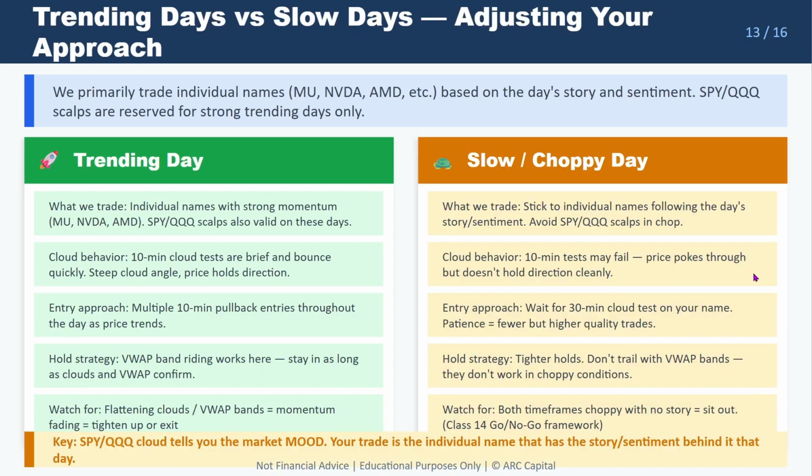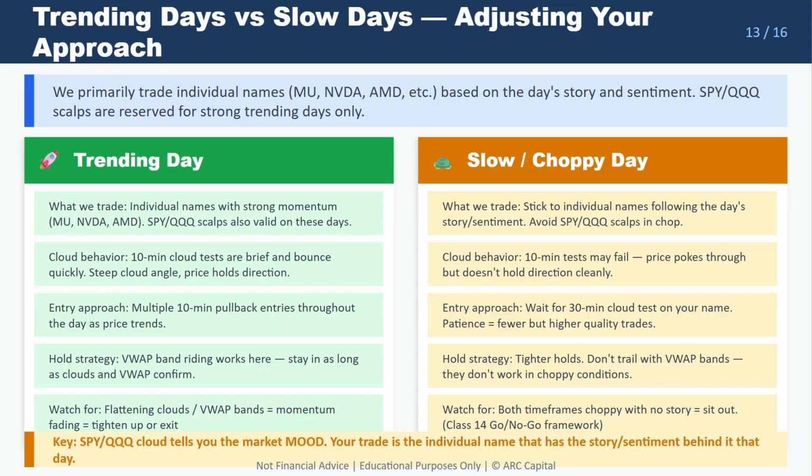You want to go over trendy days versus slow days and adjusting your approach? All right, so trending days versus slow days and adjusting your approach. We primarily trade individual names like MU, NVIDIA, AMD, ARM, CoreWeave, the list goes on, based on the day's story or sentiment, or based on the overall market story or sentiment. SPY and QQQ scalps are reserved for strong trending days only. Now, what is a trending day?